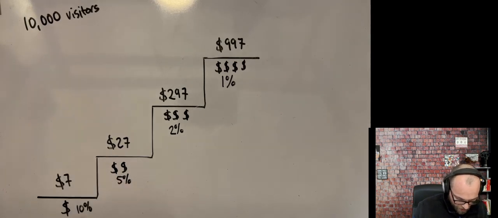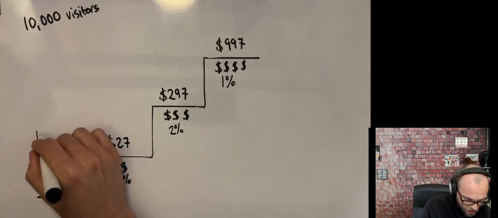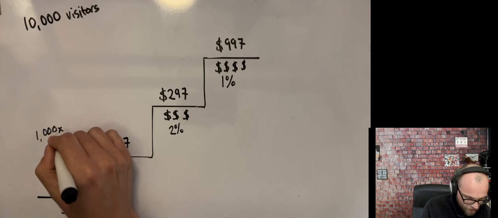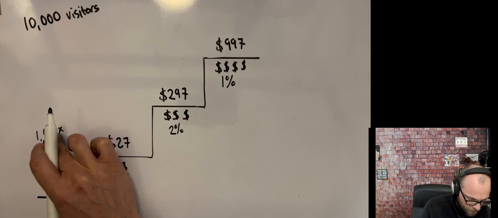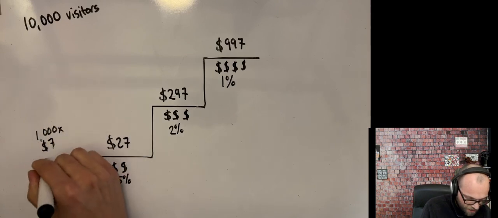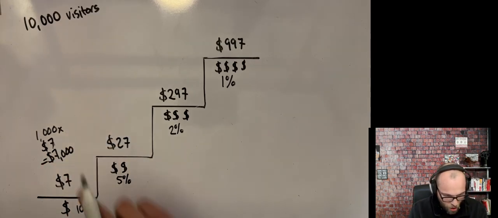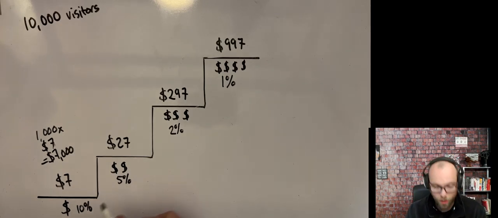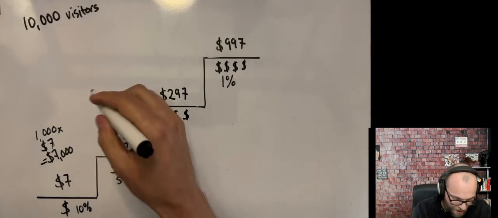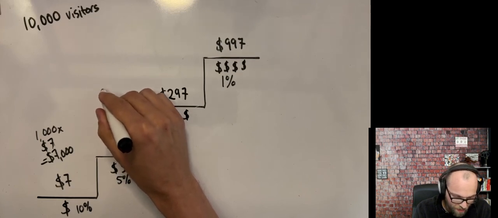So 10% of these people buy. 10% of 10,000 is going to be 1,000 times your $7. Oh, jumping the gun here. Times 7, that equals $7,000. And of all those visitors that visit there, 10% will buy your first product. You go for the upsell, and let's say 5% of them buy that. So 5%, that's going to be 500.